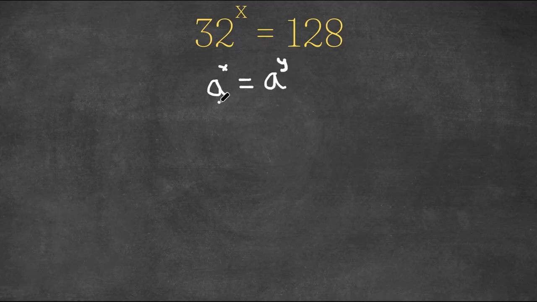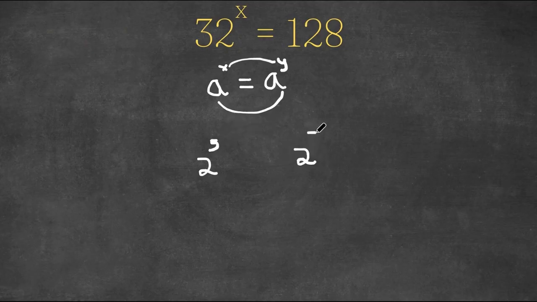So as you can see, the bases here are the same, and because the bases here are the same, that means that the exponents here are the same as well, because that must be true in order for the equation to be true. So what we need to do is change 32 and 128, our bases, so that they are the same. Well, a common base for these two would be 2, right? Because 32 is 2 to the power of 5, and 128 is 2 to the power of 7.